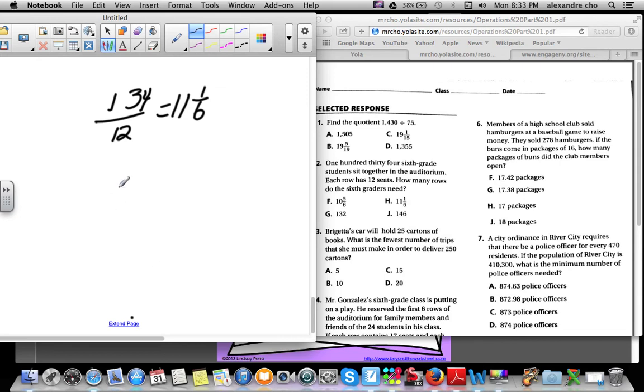And right there you can just even assume that letter H is the one that you want. 3. She will hold 25 cartons of books. And she wants to deliver 250 cartons, so it's again 250 divided over 25. Okay, I guess they're doing it this way. All right, in 100, so that's 4, 8, 10 times. Okay, 4.